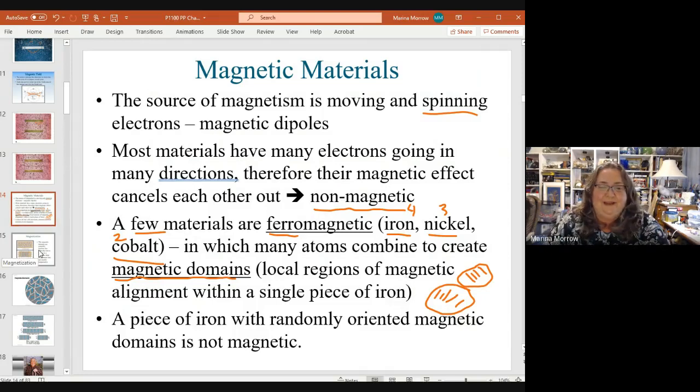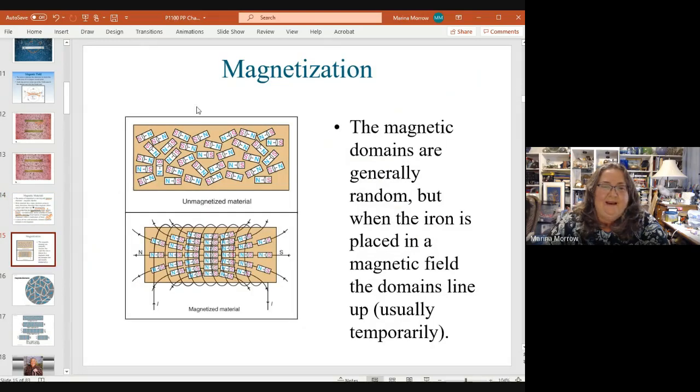So let's look more at this. If they're randomly oriented, like this, and these are representing domains, then it's non-magnetic. But if you can get those to line up, then you've got a material that's magnetic. One way to do that is to place it in a coil of wire with a current running through it. That creates what we're going to call, and later we'll talk about, the electromagnet. And that will create a strong magnetic field that the iron can line up on.